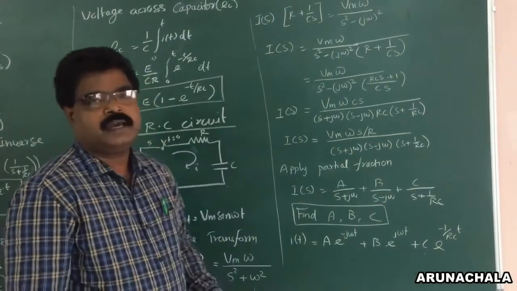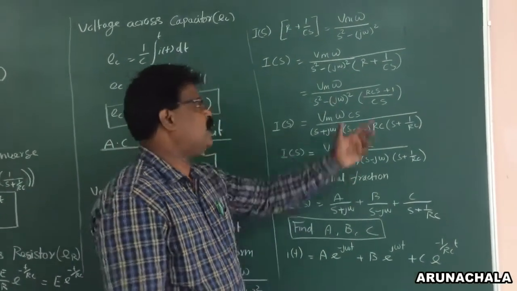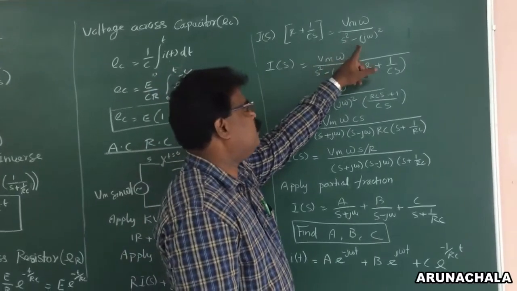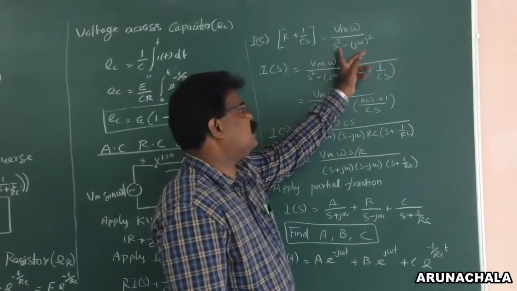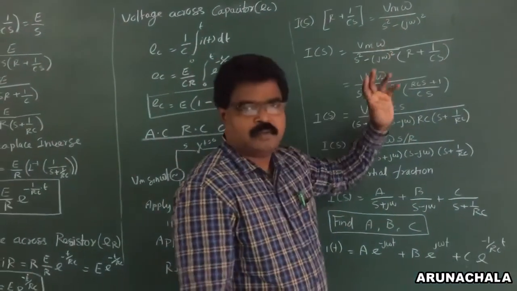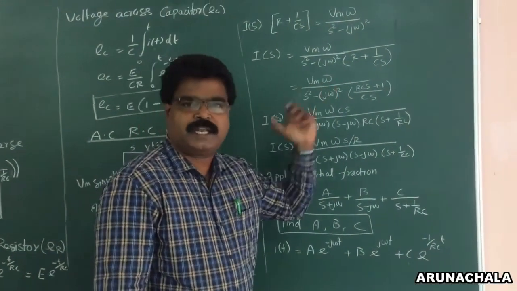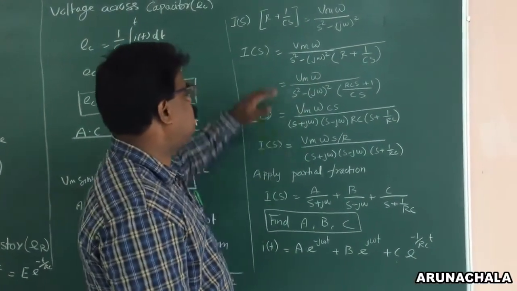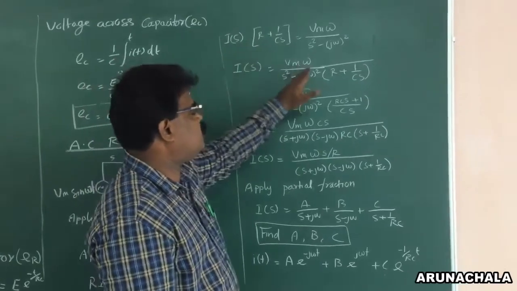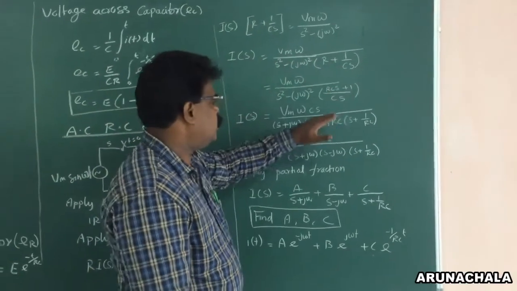know the formula for A square minus B square. So for that, we are rewriting it like this: S square minus (j omega) square. Both are the same, since j square is equal to minus 1. Then we will get S square plus omega square. Then for I of S, bring this term to the numerator.